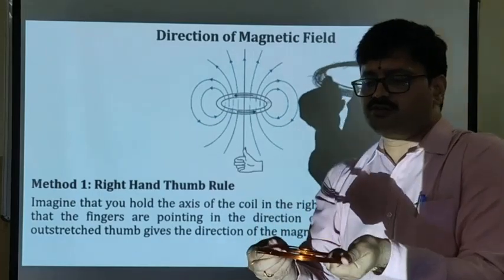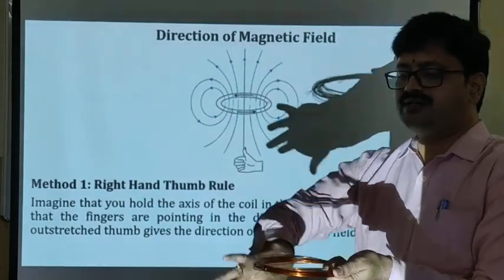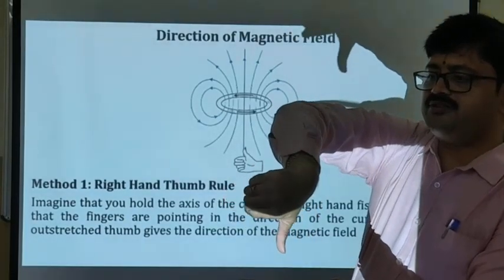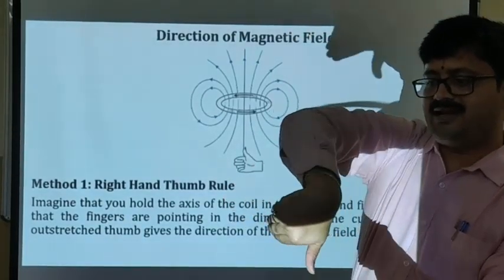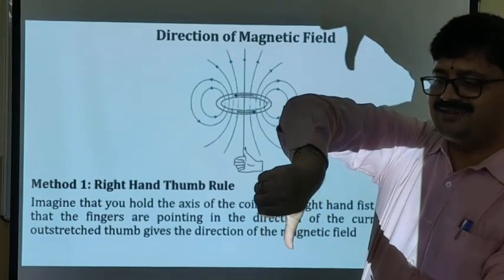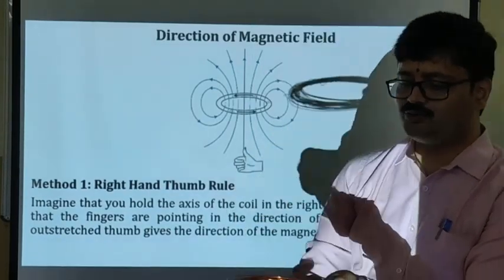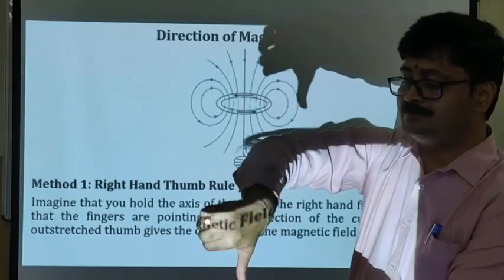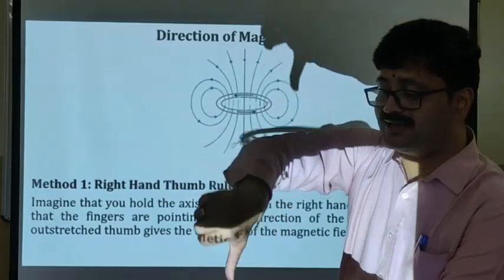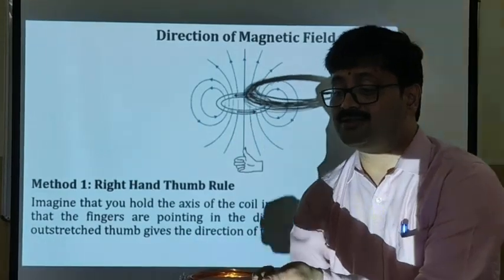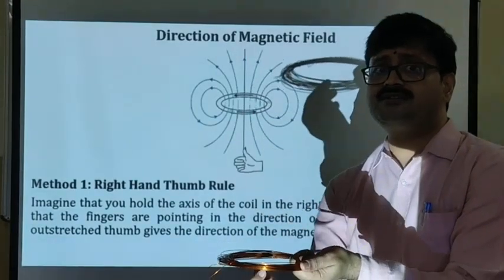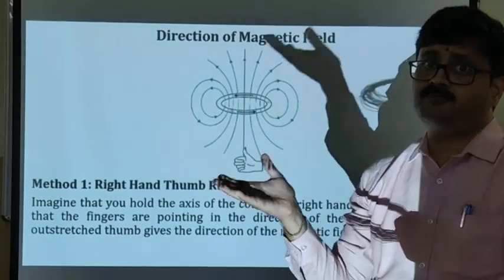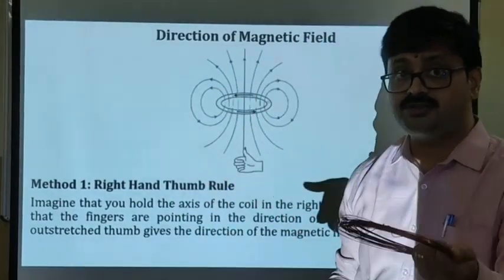So under that situation, I will be holding the axis in this way, so that my curl of the fingers will be in the direction of current like this. Then clearly the thumb is pointing downward, my dear friends. Then we can very easily understand that the thumb points the direction of the magnetic field, and the direction of the magnetic field in this case is what? Vertically downward.